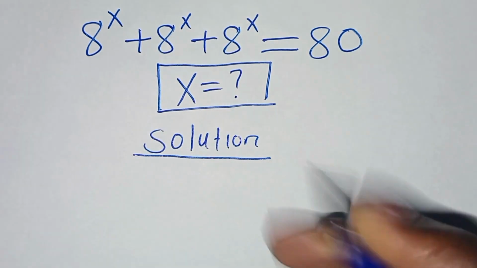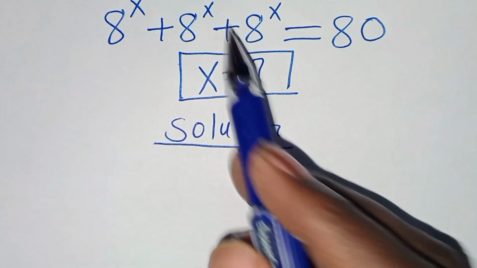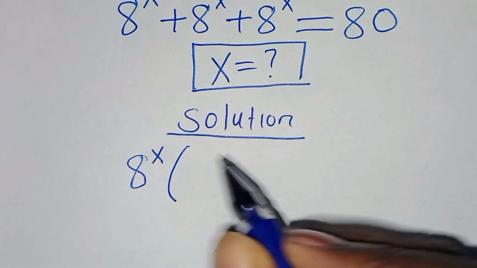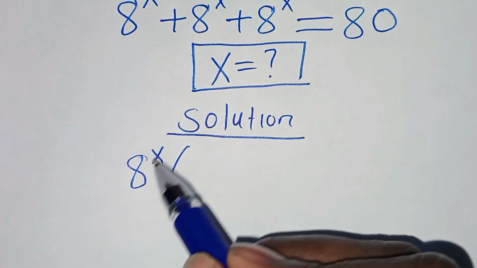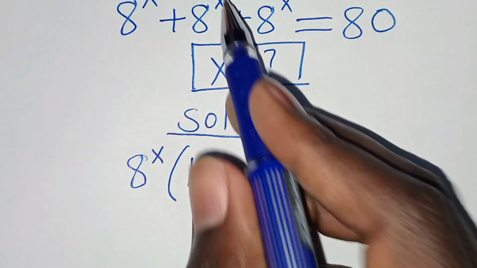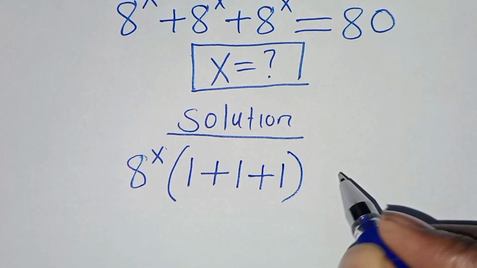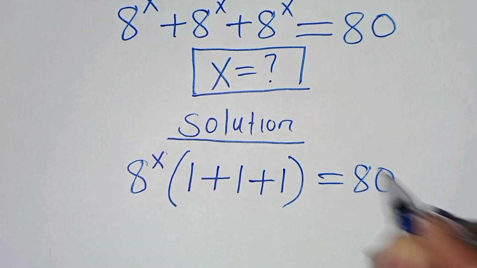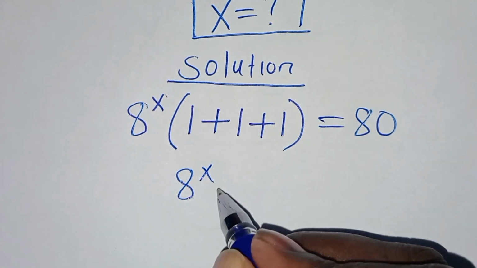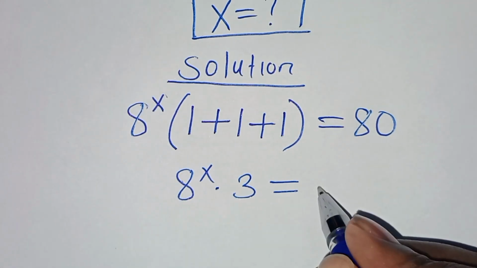The first thing to do here, we have that 8 to the power x is common in this equation. So we factor out 8 to the power x, so that now we'll have 8 to the power x divided by 8 to the power x, this is 1, plus 8 to the power x divided by 8 to the power x, this is 1, then plus 1, this is equal to 80. The next step is that we have 8 to the power x times 1 plus 1 plus 1, this is 3, this is equal to 80.